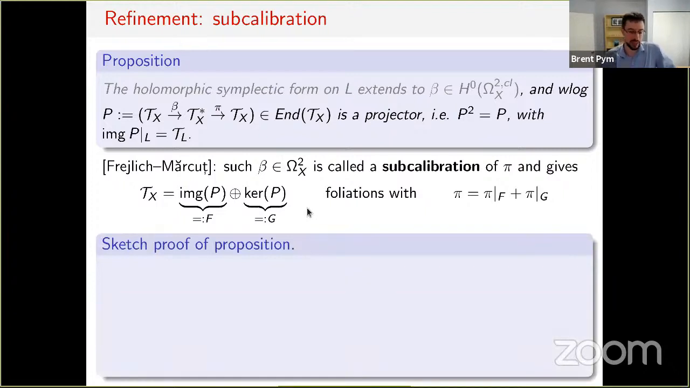So how do we see that in the compact Kähler setting we can find such a subcalibration? I should say that they introduced this definition in the C infinity context, but the definition is the same in the holomorphic case. So how do we see that we can find this nice two form with this property? Well, we've already arranged a two form which is equal to the symplectic form when restricted to L. So this projector property already holds at least along the submanifold L.